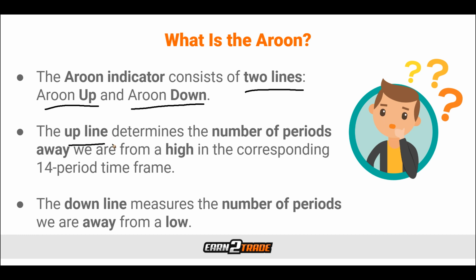The up line is determining the number of periods away we are from a high in the corresponding 14-period time frame. Now when we say 14 period, that's because the default setting is 14 periods, as you'll see on most platforms. The down line measures the number of periods we are away from a low. So in short, the up line and the down line give us an idea of how long it's been since the last high or the last low of significance.